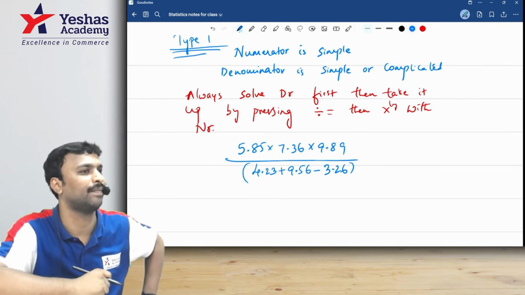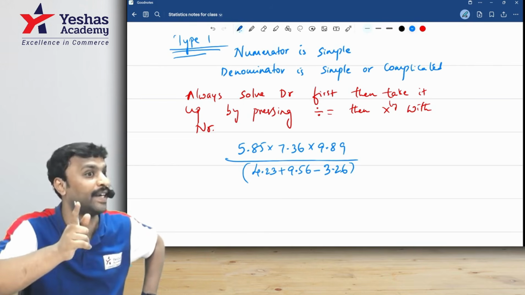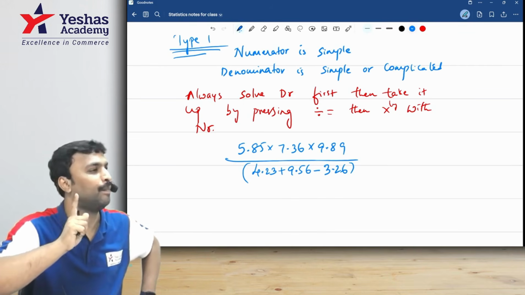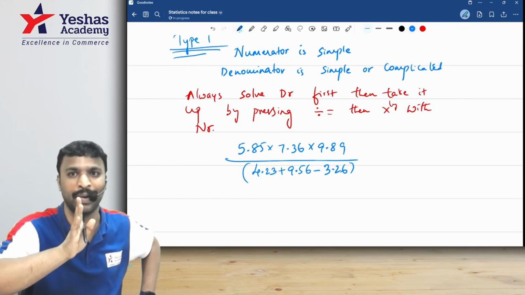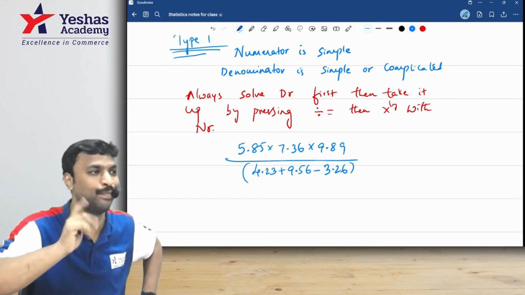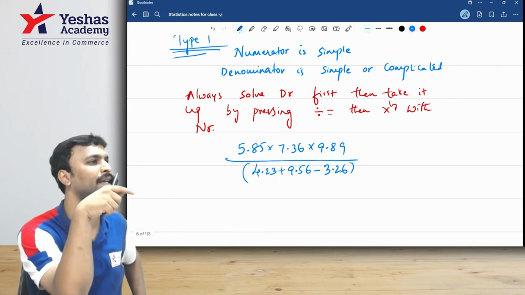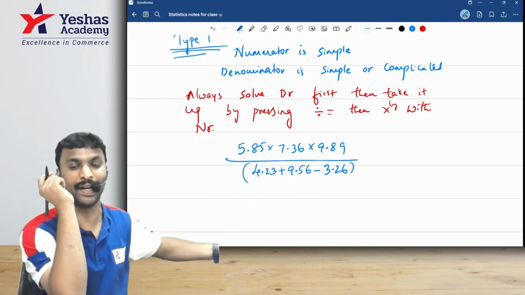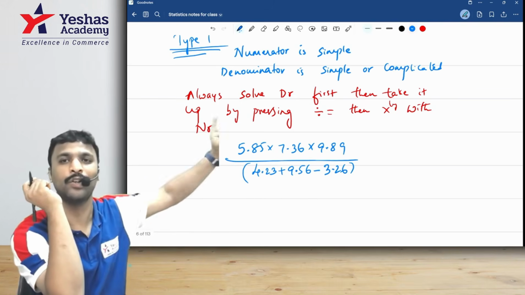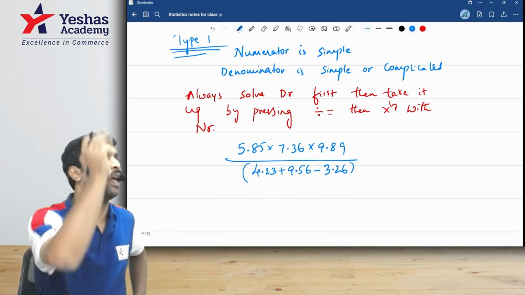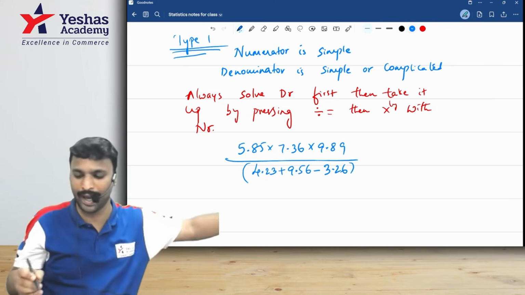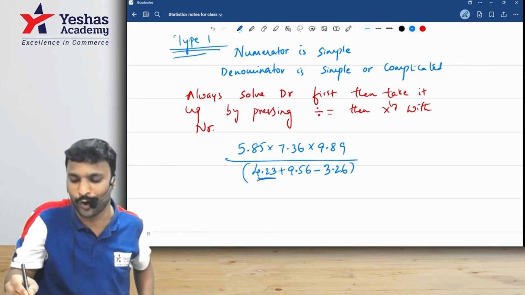Simple or complicated? Not for you, for the calculator. Which one is complicated for the calculator? Plus or minus is complicated for the denominator. Into is simple. Which one is complicated? Tell me. Denominator could be simple or complicated. If the numerator is simple, solve what first? Denominator. Everybody take your calculator.